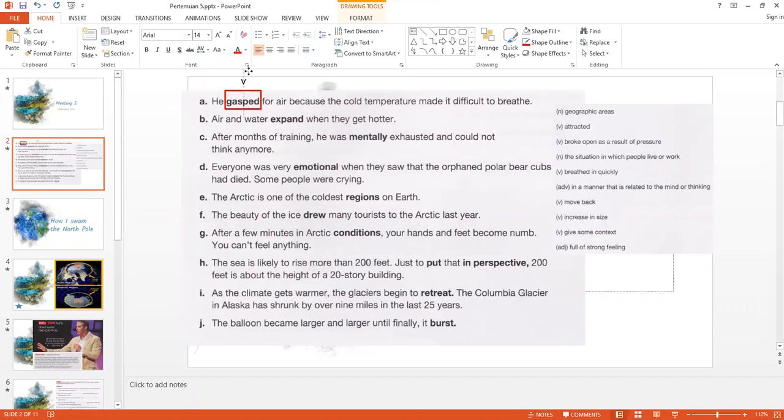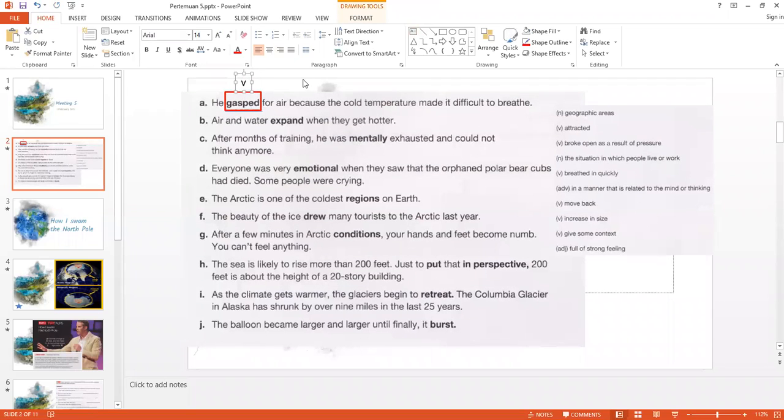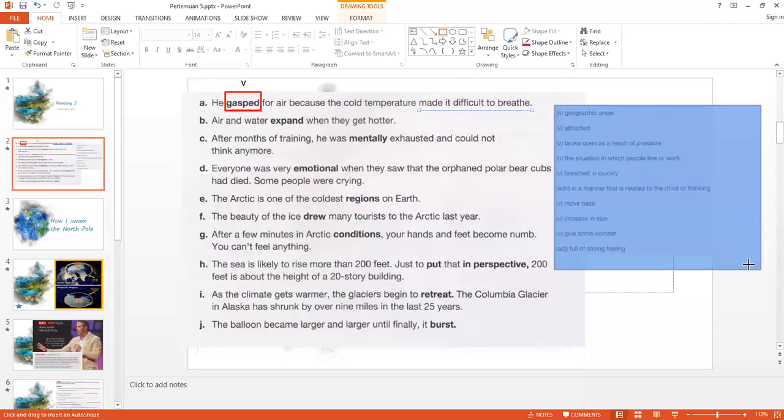It's a verb ya, kan kata kerja nih. Jadi kalau di sini kata kerja, then you need to find which is the same one. Yang mana cari juga yang kata kerja. Kalau yang ini kan adjective, full of strong feelings, that's adjective. So it doesn't fit. Berarti cari yang kata kerja. Kira-kira di sini gasp ini artinya apa ya? Gasp for air, because the cold temperature made it, look at this one, made it difficult to breathe. Susah bernafas nih katanya gitu. Berarti kira-kira di sini yang nunjukin dari vocabulary yang sini, yang nunjukin susah bernafas yang mana?